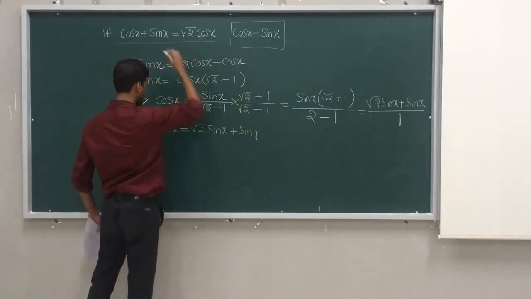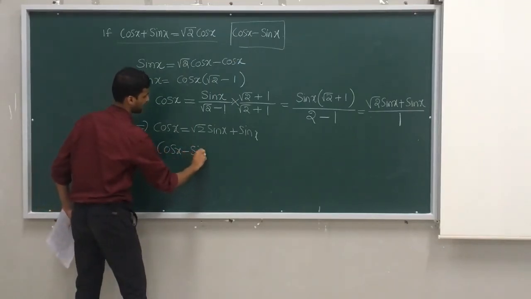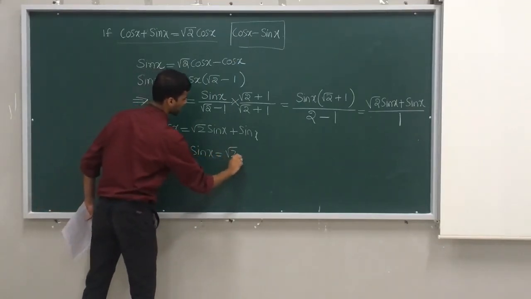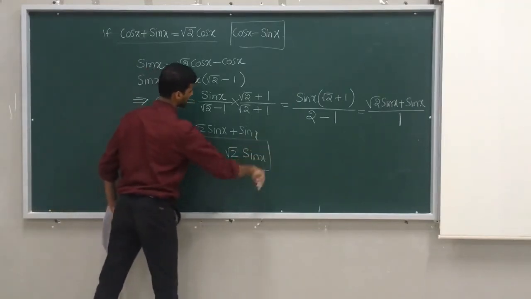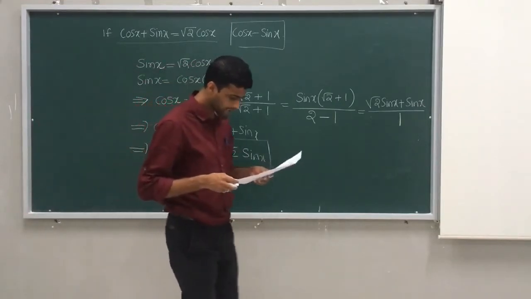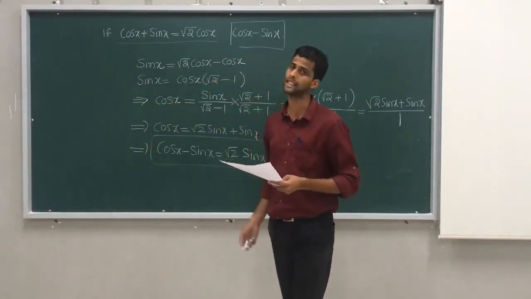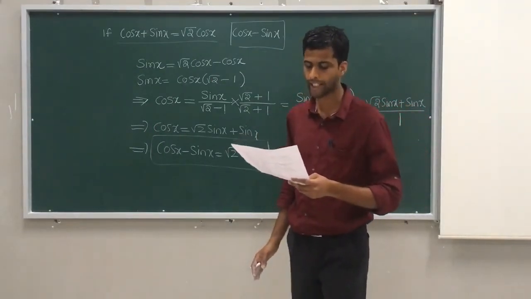But I want cos x minus sin x. I will bring sin x to the left hand side, and I will get my expectation, root 2 sin x. Therefore, if cos x plus sin x is root 2 cos x, then cos x minus sin x is root 2 sin x, which is given in the options, that is option C. So option C is the right answer for this 9th question.